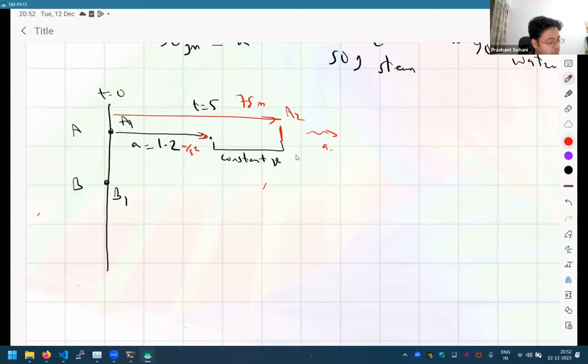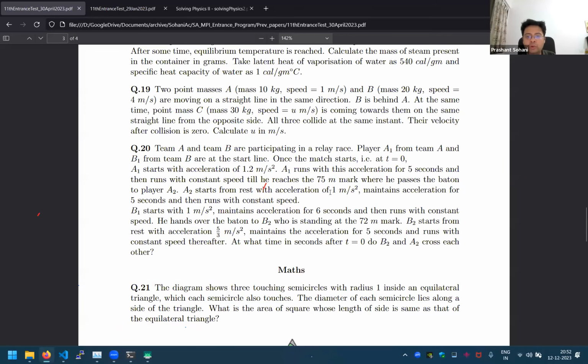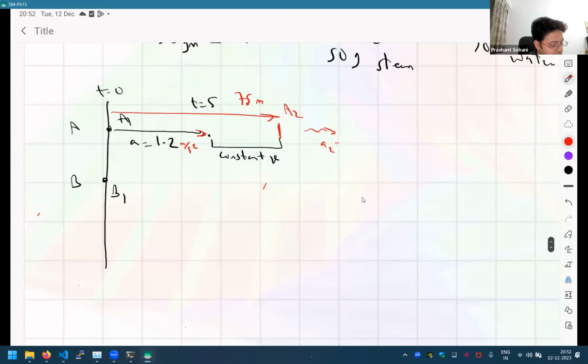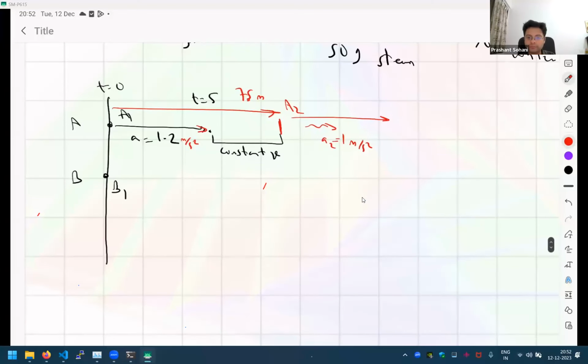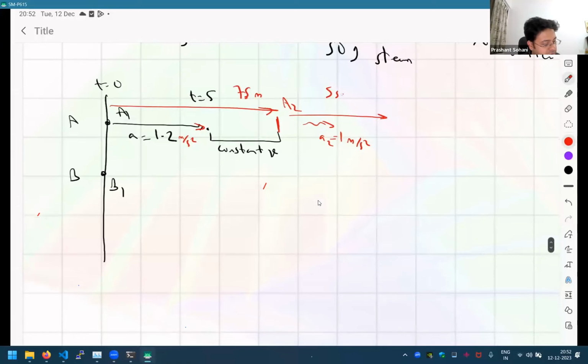So what is given about A2? A2 has a different acceleration. A2 starts with 1 meter per second square, right? So A2 has an acceleration of 1 meter per second square. So A2 is going to run for how long? Again 5 seconds he is going to accelerate, and after that he is going to travel at constant velocity.